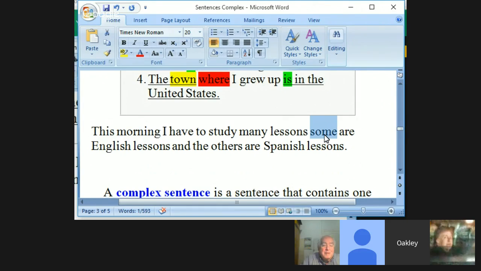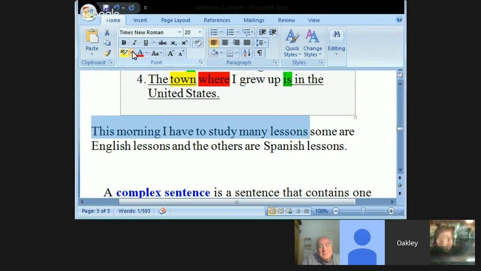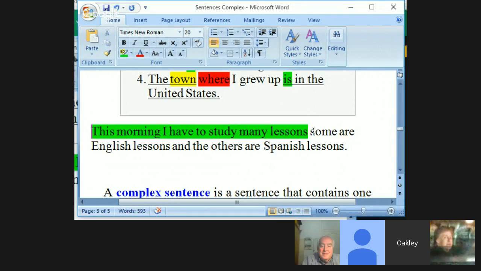It seems to me that the principle is this morning I have to study many lessons. Yeah, that definitely is true. No question about that. To specify, it seems a subordinate? No, when I specify, some are no. Okay, well, all right. Let me tear this apart. Does this make sense by itself? Some are English lessons. That's another principle.